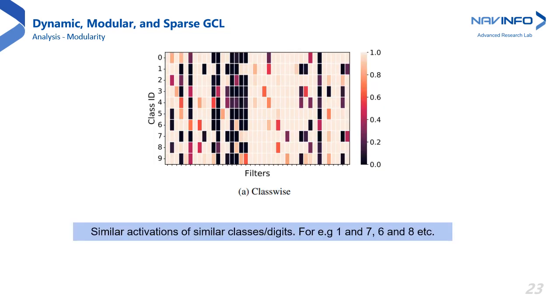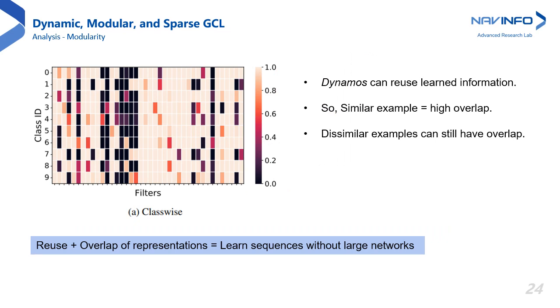In figure A, we observe similar activations of similar classes, that is digits. For example, samples from digits 1 and 7 trigger similar responses, as do those from 6 and 8, and both of these pairs share similarities in shape. Dynamos can reuse and drop learned filters, which could explain response similarity indicative of input similarity.